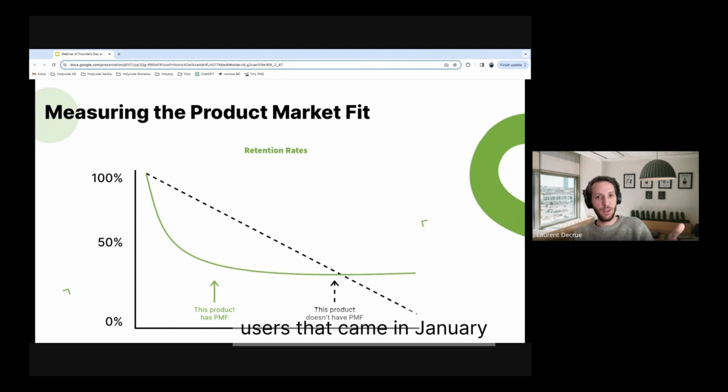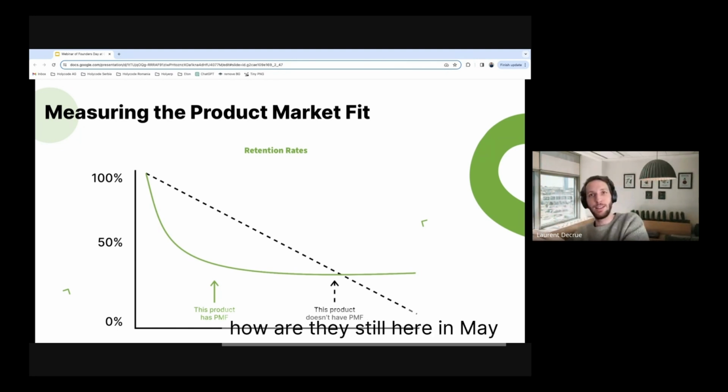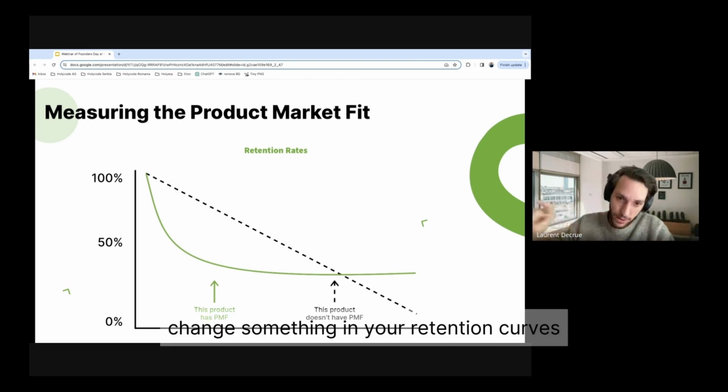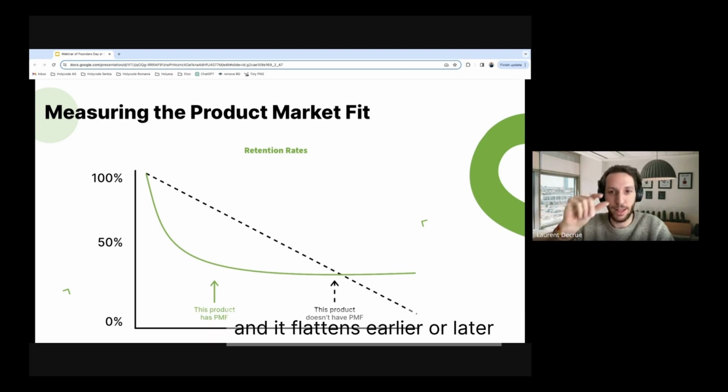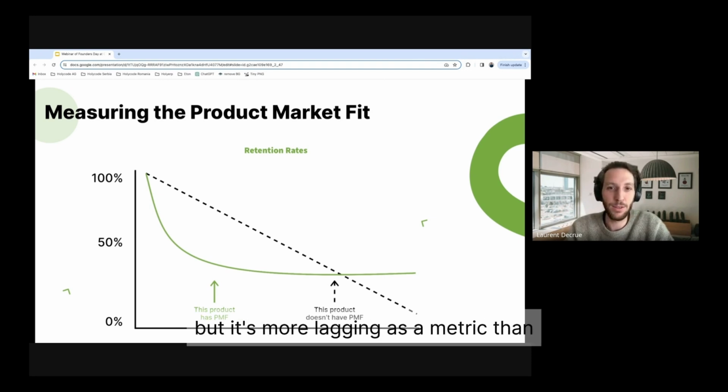You always want to look at each cohort separately. Users that came in January, how are they still here in May? Users that came in February, how are they still here in May? That way you can see whether the changes you make to your platform change something in your retention curves and it flattens earlier or later. That's a really good way to figure out what you're doing. But it's more lagging as a metric than the product market fit survey, for example. So you should have both sides.